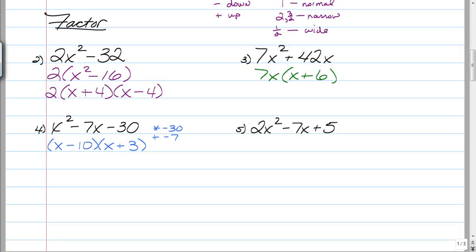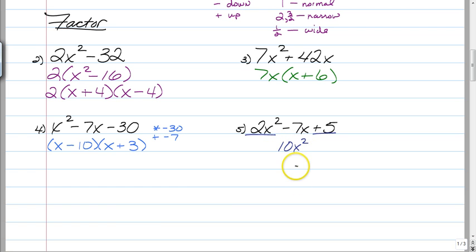Now finally, number 5. Number 5 is the one where I say you can use guess and check or Batman or splitting the middle term, whatever it is that you want to do. In one of the days in class, I gave you a list of what the steps were. Here we go again. Step 1, multiply your first term and last term. So we have 2x squared times 5 is 10x squared.